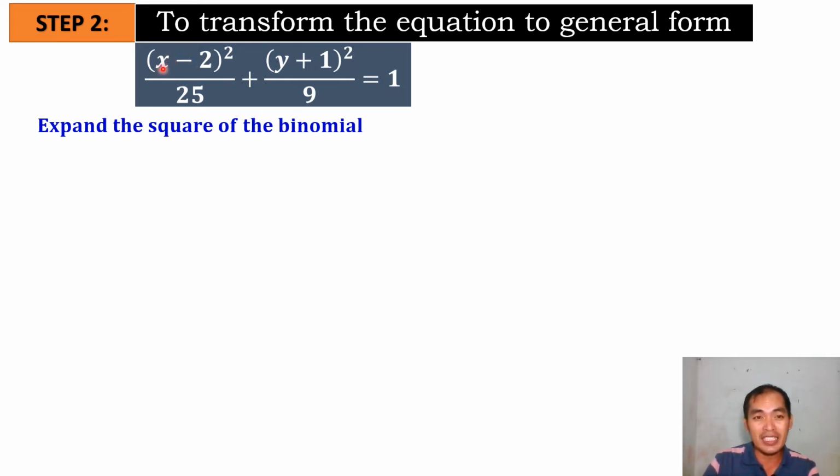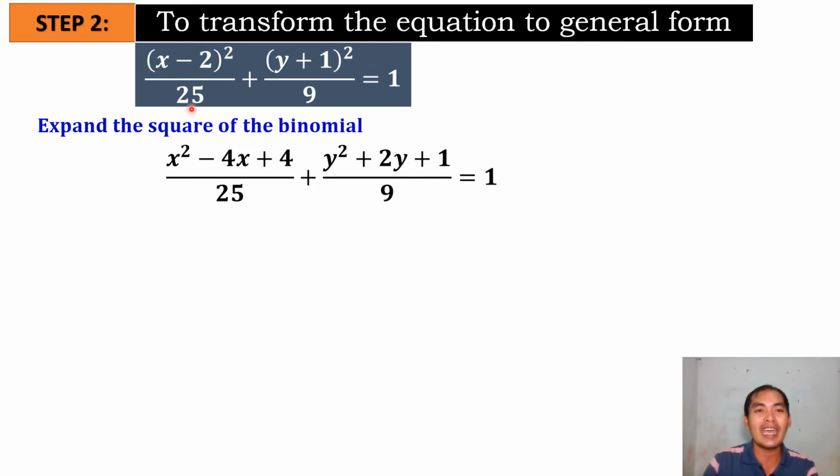The shortcut is square of the first term. X times x is x squared. Multiply the two terms times the exponent, that is negative 4x. Then multiply the last term. Negative 2 times negative 2 is positive 4. So we have x squared minus 4x plus 4. Y times y is y squared. Y times 1 is y. Times 2 is 2y. 1 times 1 is 1. You copy only the denominator 25, and 9 is equal to 1.